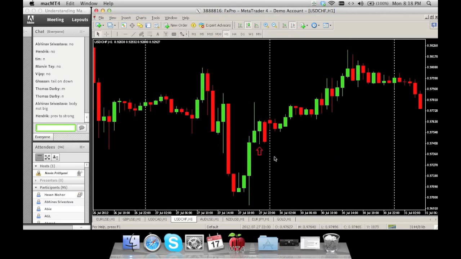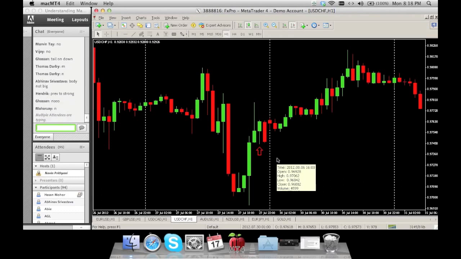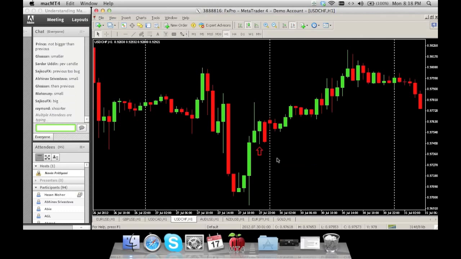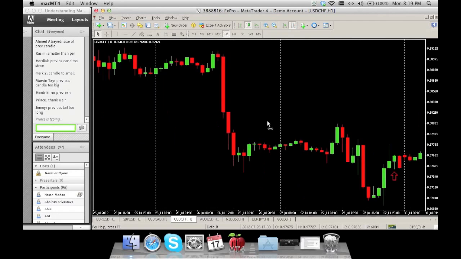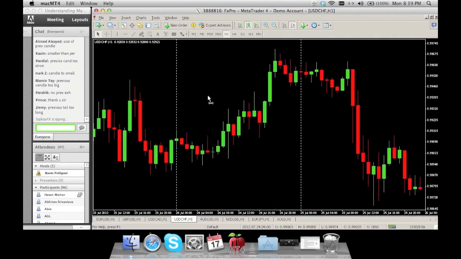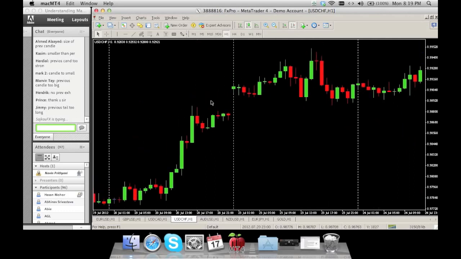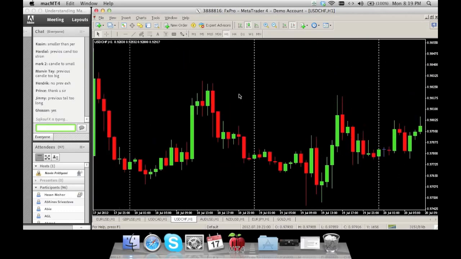Is this a trend continuation pattern? Okay, what is the reason why it's not? Good. Prince, good job. Sardar, Sanjo, good. The previous candle is way too big. So this is also incorrect. Alright, so is everyone understanding the concept of a trend continuation pattern? Anyone lost so far?